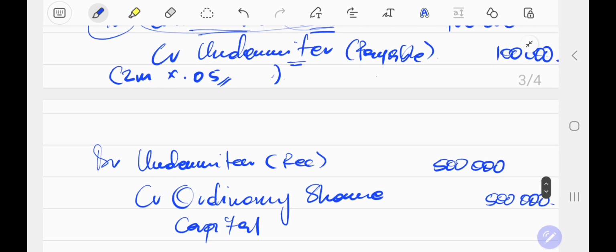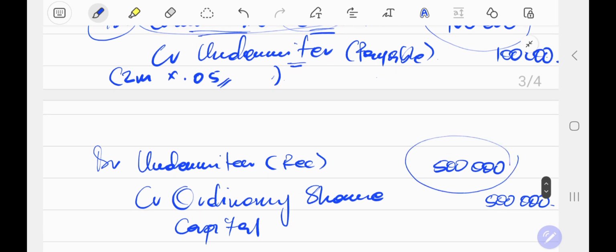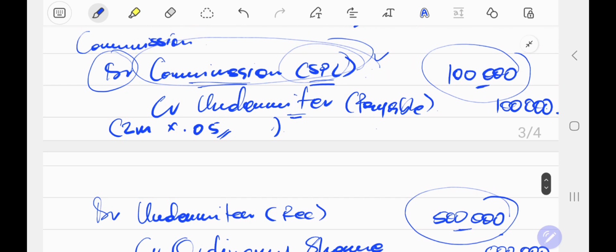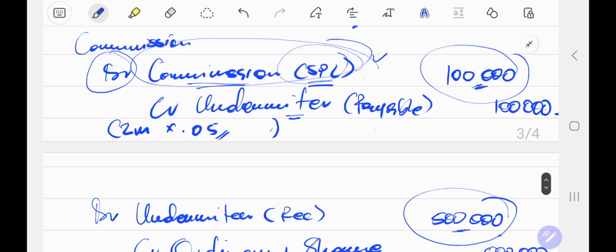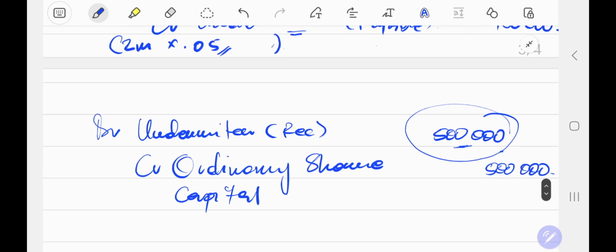So at this point, that means that we are owing the underwriter 100,000, but they are owing us 500,000. So when they pay, they are not going to pay the 500,000 and then we pay them the 100,000. It doesn't make sense. So when they pay, they are going to pay the difference of what they are owing us. If you say 500,000 less 100,000, they are going to pay us 400,000 when they pay.